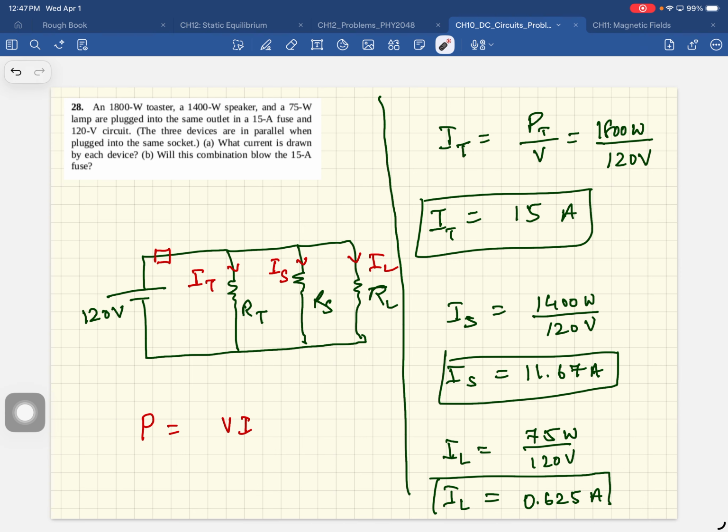To trip this fuse, you need 15 amp current. If the speaker and the lamp are working together, they're drawing only about 12.3 amps, so they won't trip. So these two can work together. The toaster has to work by himself. He's already drawing 15 amps. If you turn on the toaster and the lamp, your toast will never get burned because the fuse got tripped. So the toaster has to work by itself. Anything else and you'll trip the fuse.